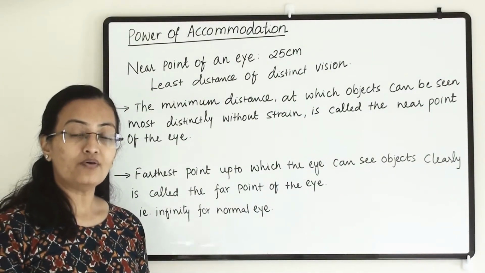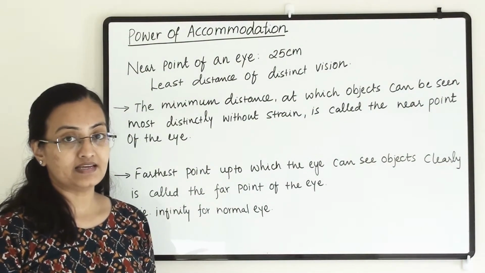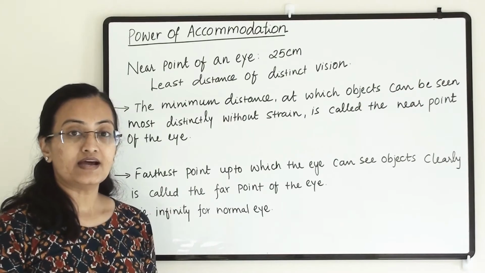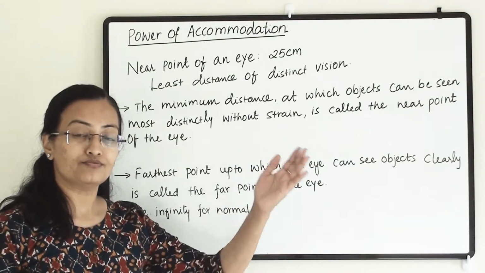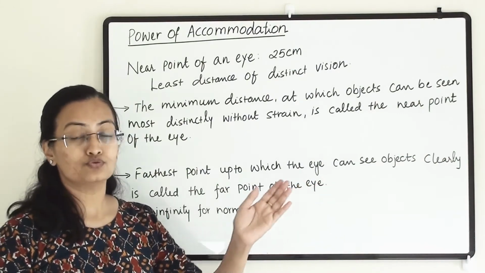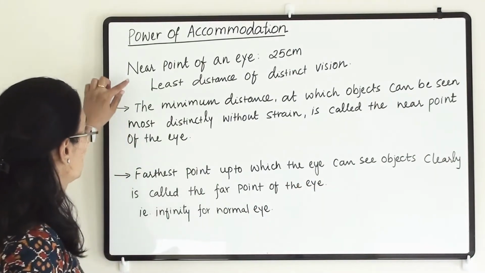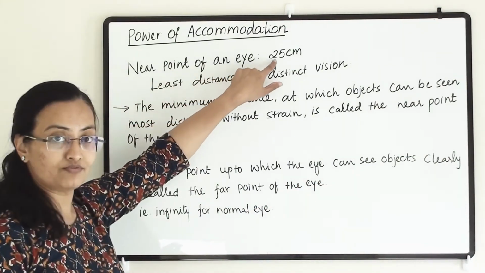Based on the power of accommodation of our eye lens, there are 2 points, that is, how near we can see or how far we can see through our eye lens. So the near point of an eye is 25 centimeter.